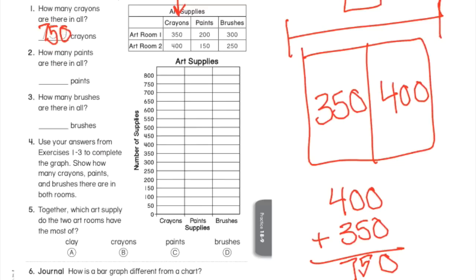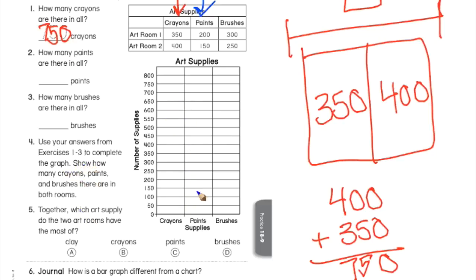Great. So now the next question is how many paints are there in all? Again, I need to do some addition there. And I'm going to go on for brushes. Then here it says, use your answers from exercises 1 through 3 to complete the graph. So I'm actually going to fill in the graph.